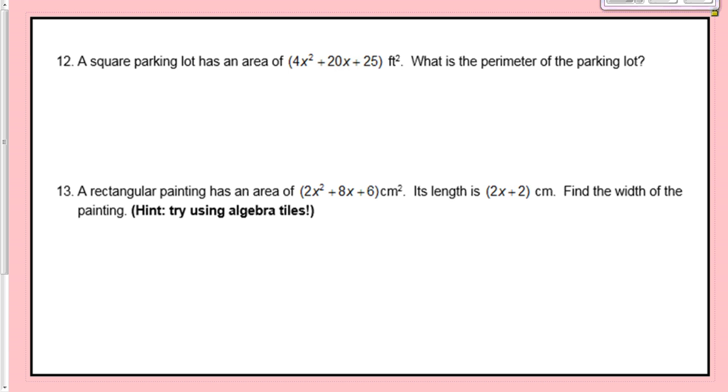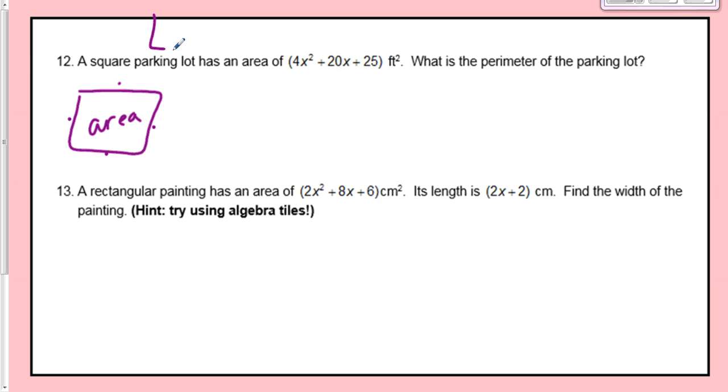So a square parking lot has an area of 4x squared plus 20x plus 25. What is the perimeter? So they have given us the area, and they're wanting the perimeter. Well, how do you get perimeter? You add the sides. Well, the only way I know the sides is if I calculate them, right?